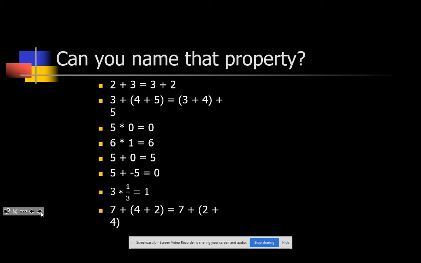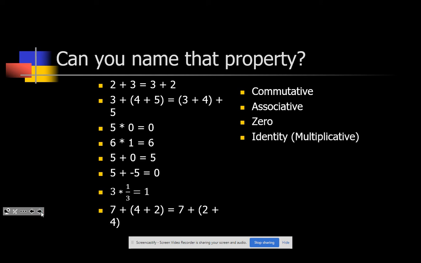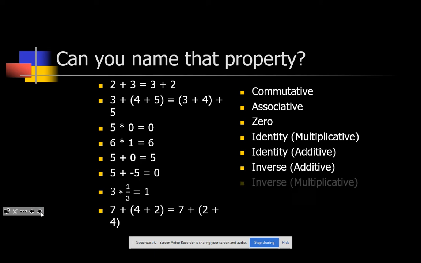So 2 plus 3 equal to 3 plus 2 is an example of the commutative property. The next one is an example of the associative property. The next one is the example of the zero property, followed by an example of the identity property using multiplication. The next one is the identity property using addition. The next one is the inverse property. The next one is also the inverse property using multiplication.